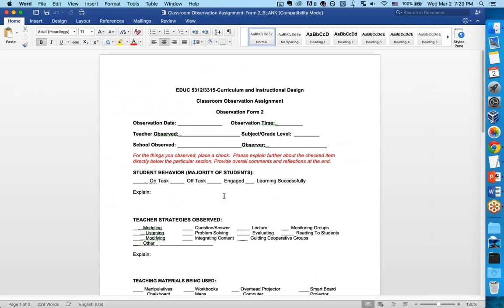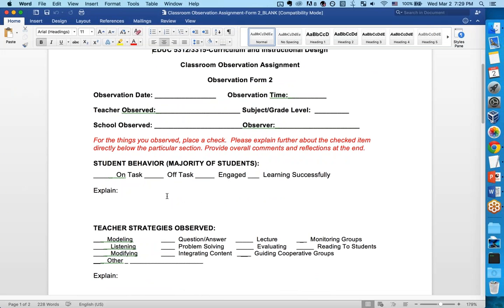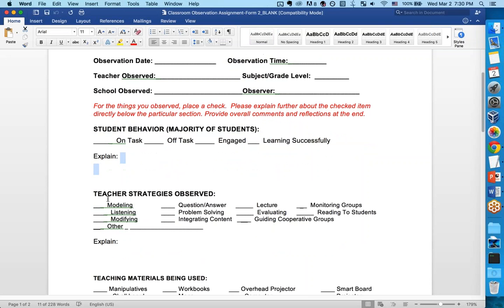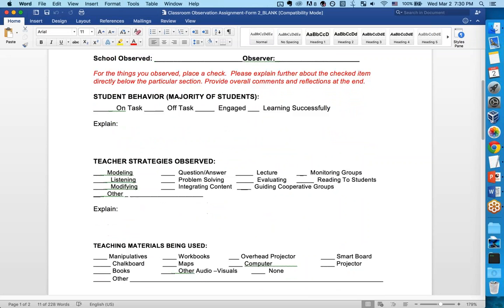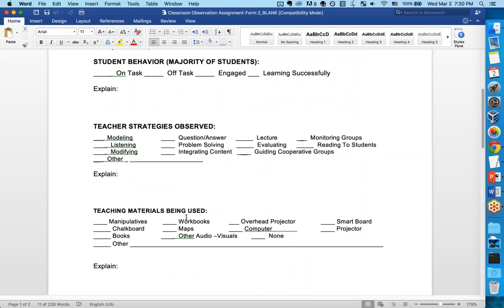All right, this one is kind of like you check some items here. So same way you fill out the first part, and then you take a look at the student behavior. Were they on task, off task, engaged? So you can explain the situation here under explain. You want to observe teacher strategies. Did the teacher use modeling, listening, modifying, problem solving, lecture, monitoring groups, or maybe something else? Explain it here, please.